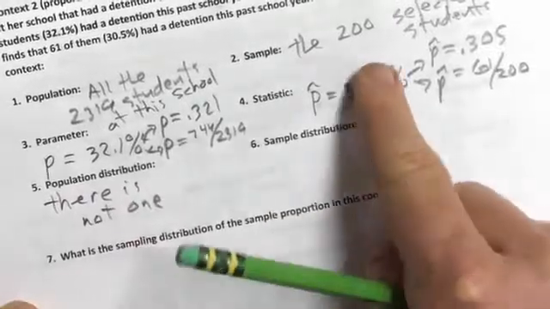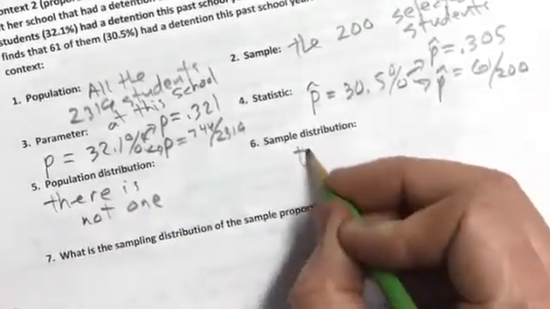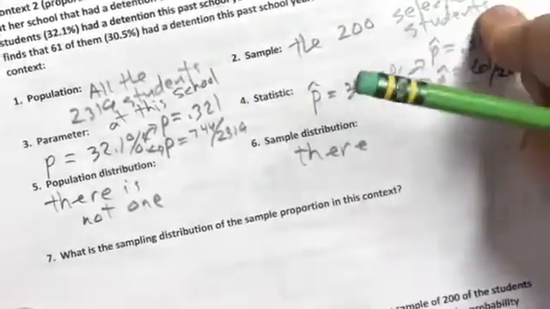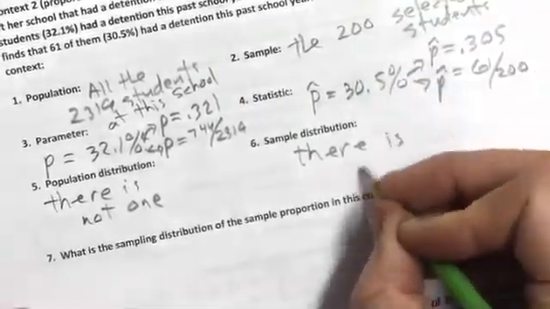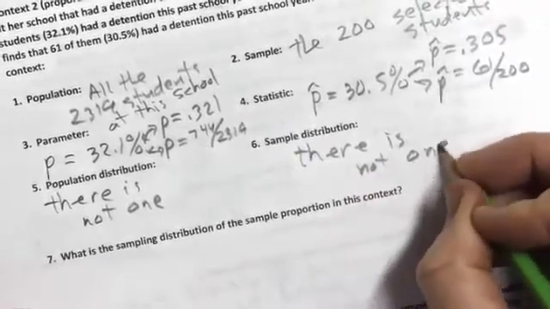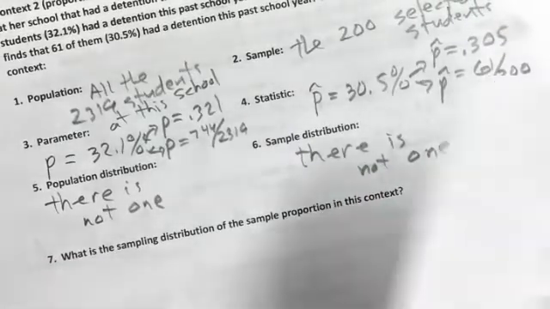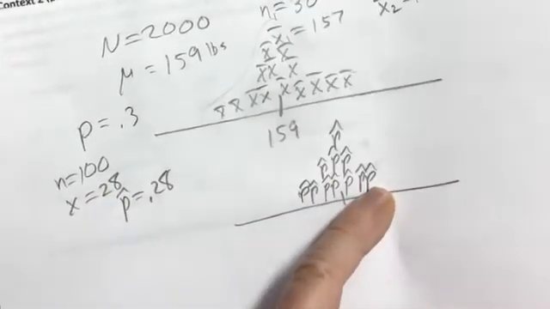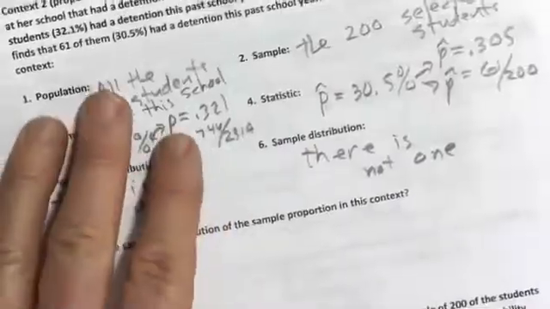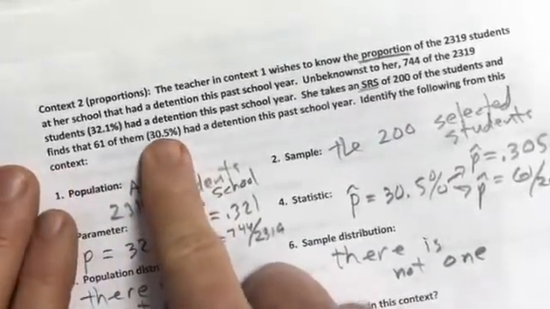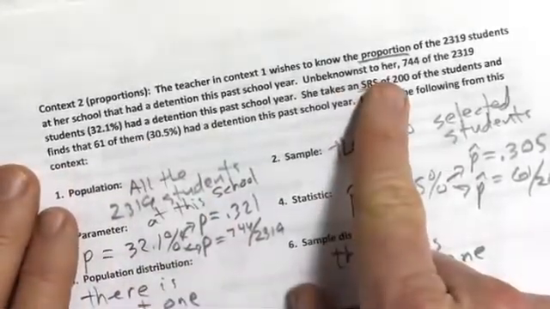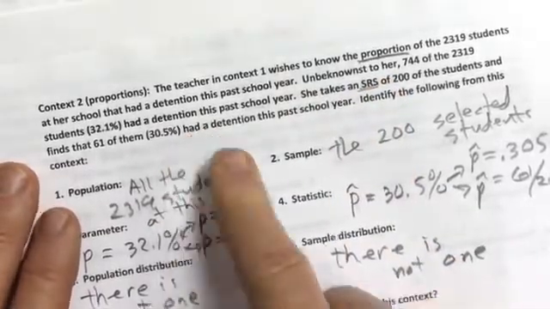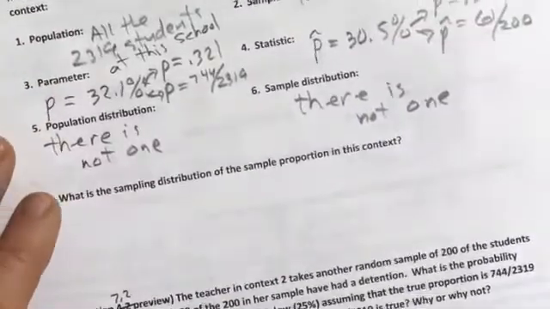Same thing with the sample. You don't have 200 different numbers in your sample. You've got 200 statements that are either had a detention or did not have a detention. There is not one, but there is a sampling distribution. There are values for p-hat. Each sample of size 200 in this case is going to have a proportion that have had a detention. This particular sample had 0.305. If you took another sample of size 200, you may get 0.356 or 0.355 or something. So every sample could have a different number.